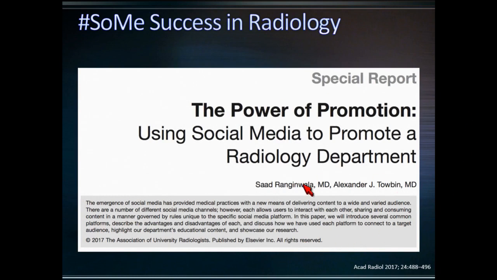If you're interested in more, and that slide I should say was from Dr. Ranganawala. If you're interested in more about what the folks at Cincinnati Children's have done, they actually just recently published a paper in Academic Radiology, which talks about their efforts both on Twitter and Figure 1, and possibly also some of their Facebook presence as well. They have a very nice comprehensive program.